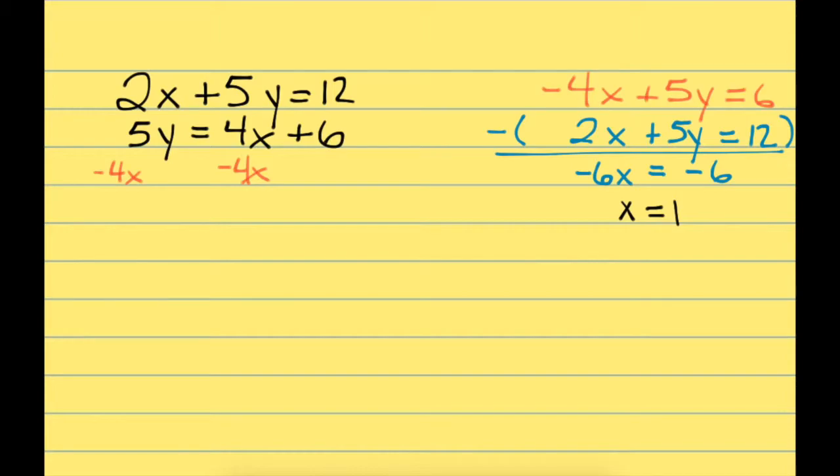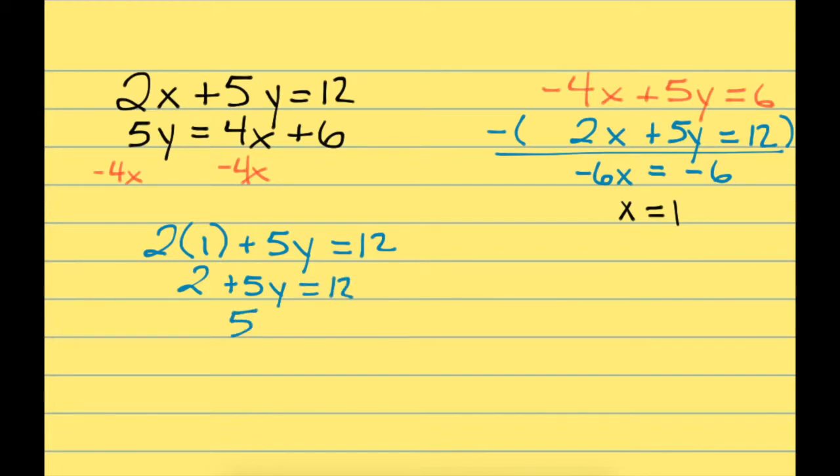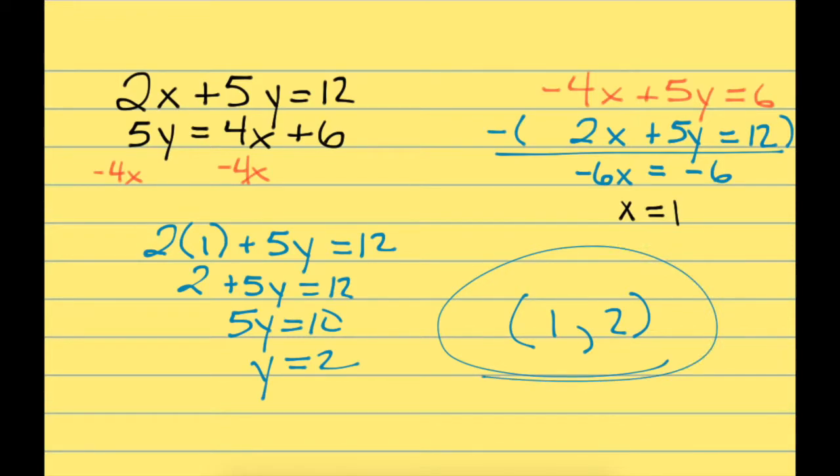Now I can plug that back into one of my original equations to solve for y. I'm going to do it a little differently than I did last time just to show you that it works regardless of which equation you plug it into. So we'll plug 1 into the first equation. 2 times 1 plus 5y equals 12, which means that 2 plus 5y equals 12. So 5y must equal 10, which means y equals 2. So our solution is 1, 2. And again, we can check that by plugging it into both of the equations that we had to start with and making sure it worked.